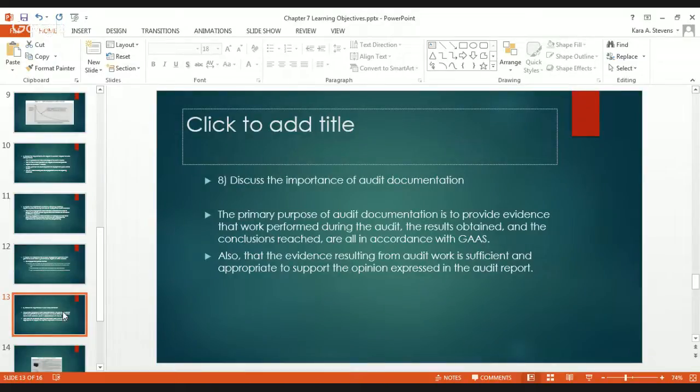Now, the importance of audit documentation, we've said this already, is to provide evidence that the work performed during the audit and the results obtained and conclusion reached are all in accordance with GAAS, so our generally accepted auditing standards. Also, that the evidence resulting from audit work is sufficient and appropriate to obtain and express that opinion. That's the main thing, that you're obtaining all of this audit documentation to be able to express an opinion that these financial statements are reasonably free from material misstatement.